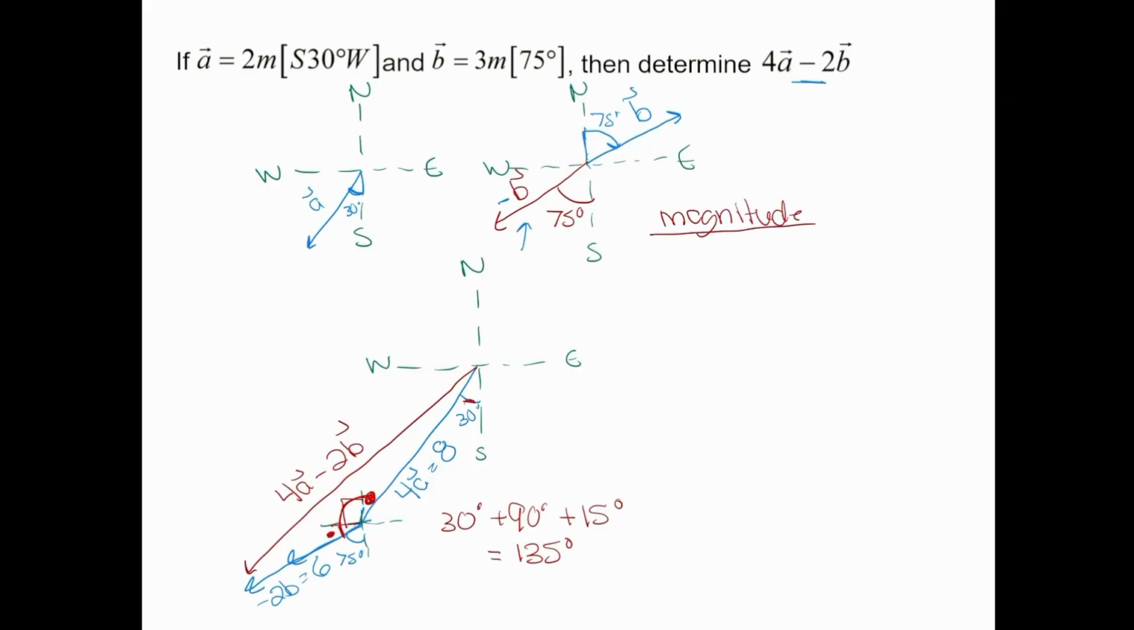So my magnitude of 4a minus 2b squared is equal to 8 squared, because remember that's 4 times a, plus 6 squared, that's 2 times b, minus 2 times 8 times 6 times cosine of 135 degrees. Ooh, I'm barely going to squeeze it in. Okay, so my magnitude of 4a minus 2b is approximately equal to 12.96 meters.